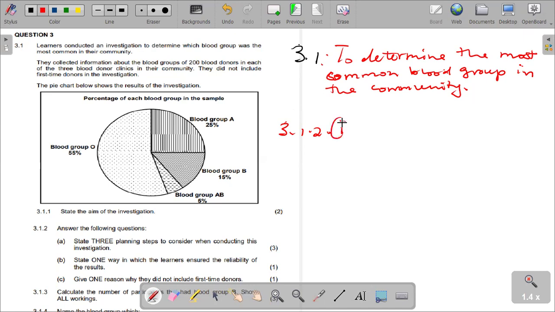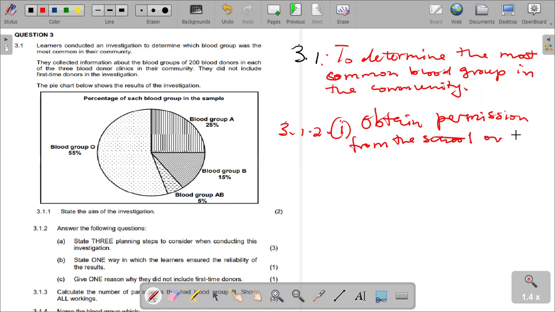Planning step 1 is obtaining permission, which is from either the school or a clinic. They must get the permission from the school or the clinic. That is the first planning step when they are to do this investigation.